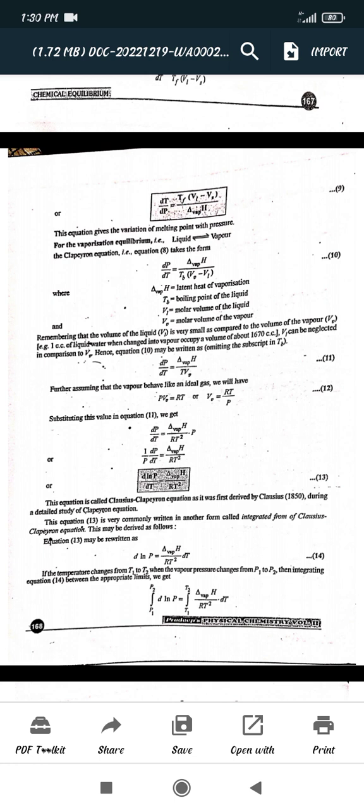Substituting this value in equation 11, we get dP by dT is equal to ΔHv by RT square into P. So 1 by P into dP by dT is equal to ΔHv divided by RT square, where d of ln P by dT is equal to ΔHv by RT square. This equation is called the Clausius Clapeyron equation, as it was first derived by Clausius in 1850 during a detailed study of the Clapeyron equation.